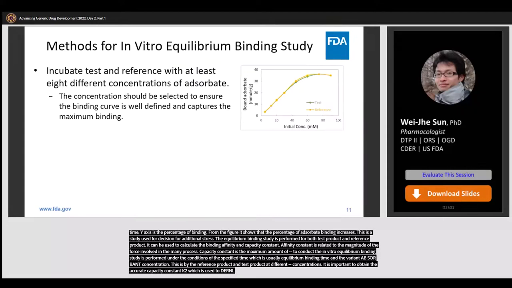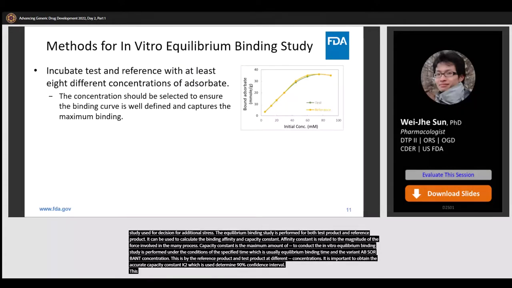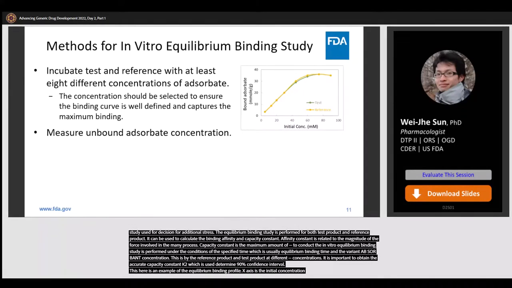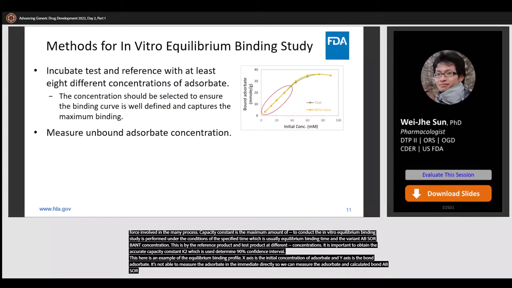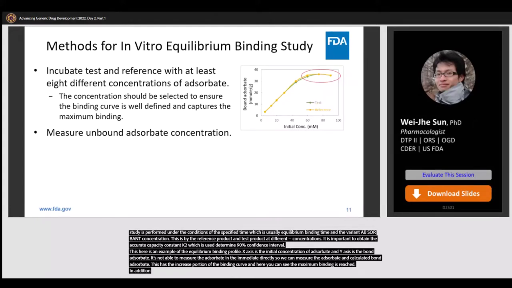The figure here is an example of an equilibrium binding profile. The X-axis is the initial concentration of adsorbate, and the Y-axis is the bound adsorbate. It is not possible to measure the bound adsorbate concentrations in the media directly, so we measure the unbound adsorbate and then calculate the bound adsorbate. The selected concentrations should cover the increasing portion of the binding curve until the maximum binding is reached. In addition, to ensure the maximum binding, it should include at least 2 concentrations at plateau.